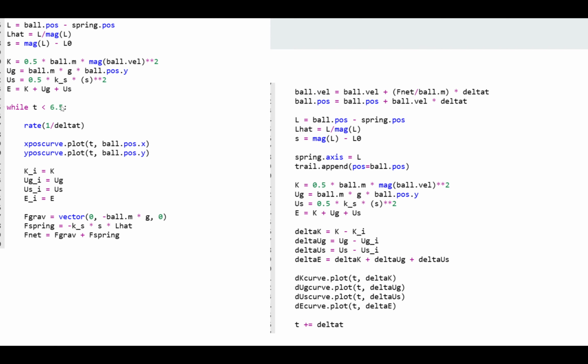So each iteration of delta t is going to be going through this code one time. As you can see, you're going to calculate the force of gravity at each given point, the force of the spring at each given point, and the F net at each given point, and then you're going to use that information to find the velocity here, and then use that information to find the new position for each time.